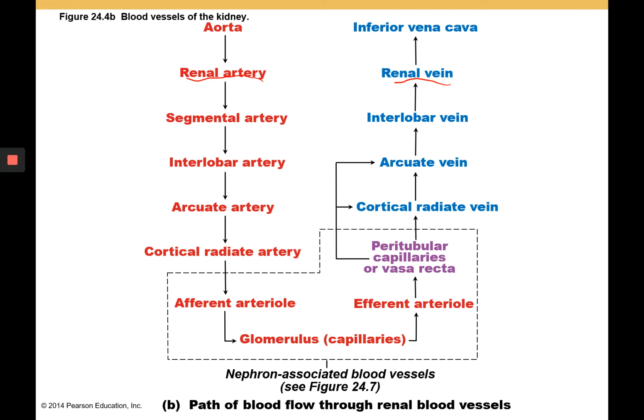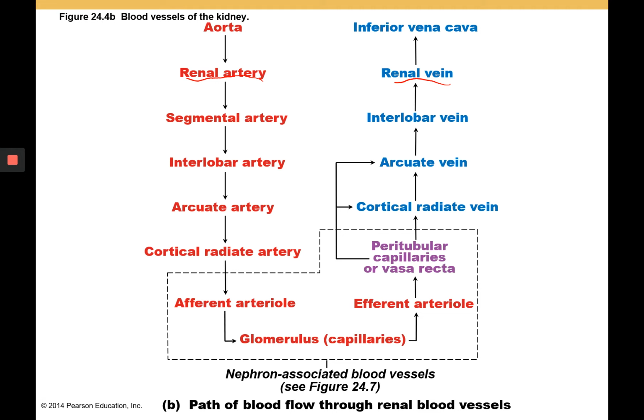Then the segmental arteries lead to the interlobar arteries. Their name is great because they're located between kidney lobes, between those medullary pyramids and the renal columns. Next, we have the arcuate arteries, also a great name because they arc over, taking a right turn or left turn depending on which one you're looking at. They arc over the base of the medullary pyramids. And then cortical radiate artery tells you what it does: it radiates out into the cortex of the kidney.